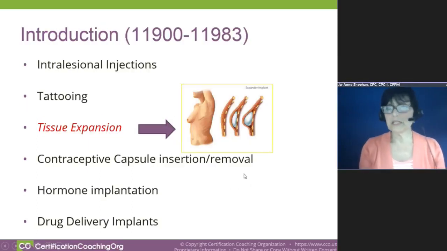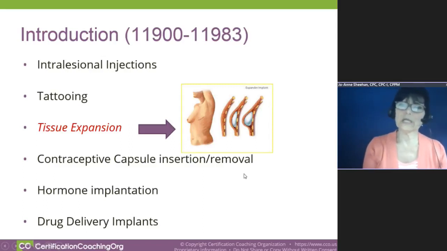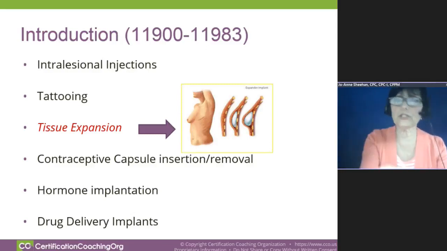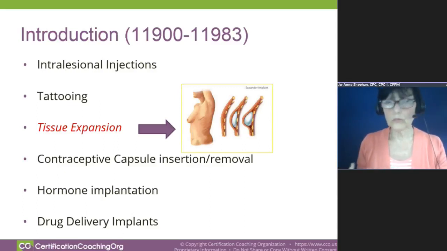Now, the codes in the CPT manual 11900 to 11983 are referred to as introduction: intralesional injections, tattooing, tissue expansion, contraceptive capsule insertion and removal, hormone implantation, and drug delivery implants. It's basically the introduction, the first step into something that's going to be done. A lot of times tattooing is done when there's going to be some type of radiation therapy. This is an example of the tissue expansion after a mastectomy, where they'll put these expanders in, preparing and working towards reconstruction.